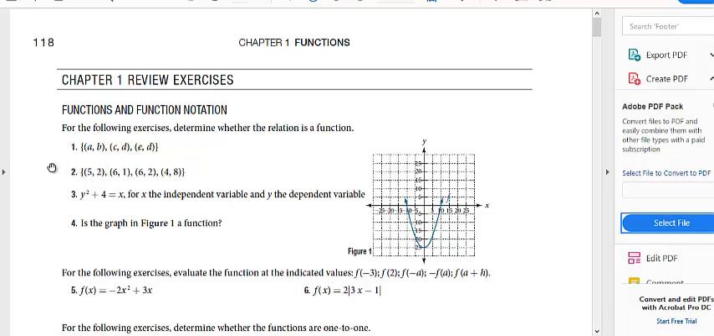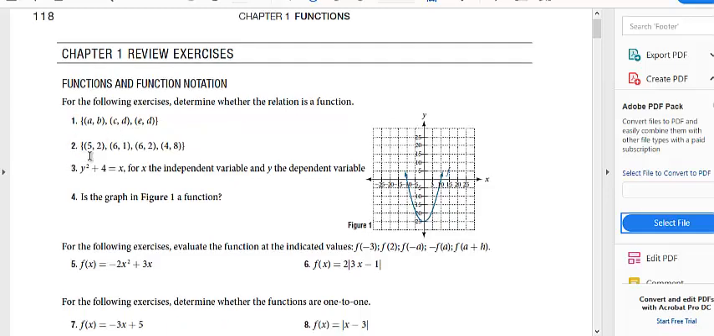So the second one is an example of where it is not a function, and that's because we have these four coordinate pairs, and you can see I'm repeating the x value with two different y values. So look for repeats in the x place, in the x location, and then with different values in the y location.